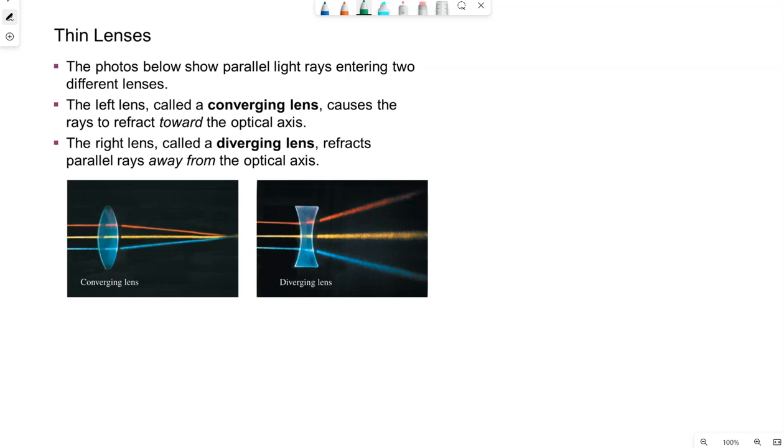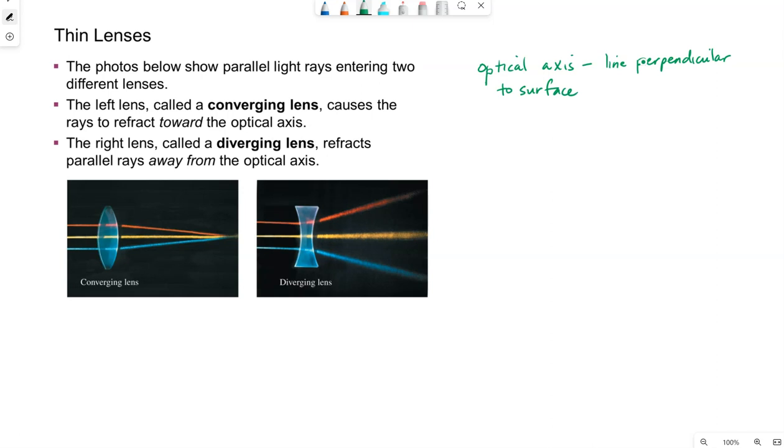And the names of these lenses are hopefully fairly straightforward. This left lens is called a converging lens. If we have parallel light rays, all parallel to that optical axis, if you recall, with our mirrors, it's similar with our lenses. The optical axis is the line perpendicular to the surface.